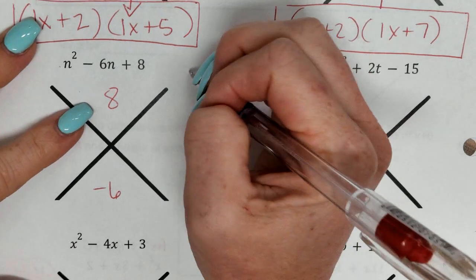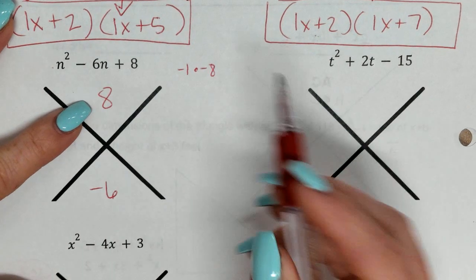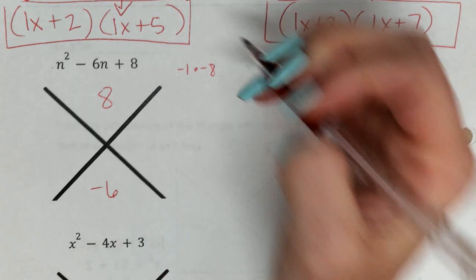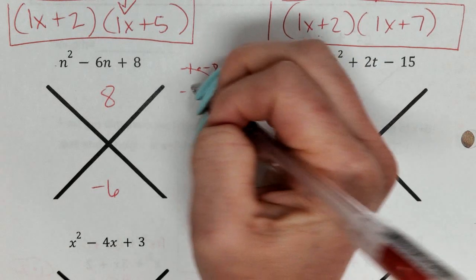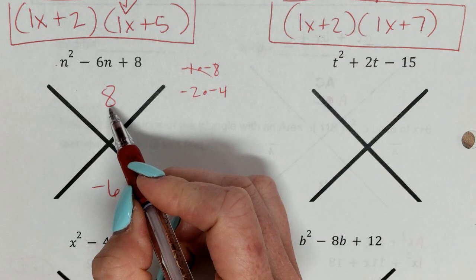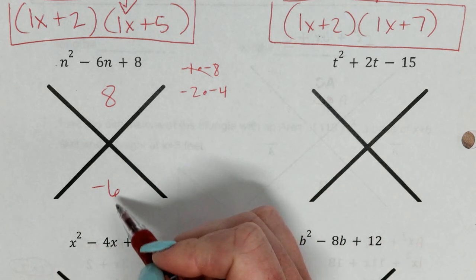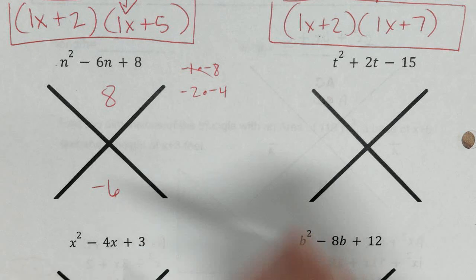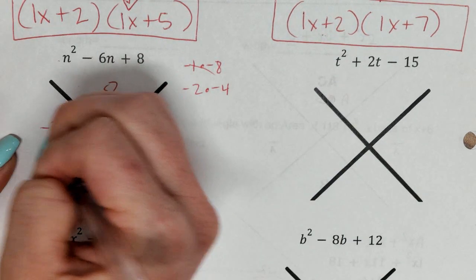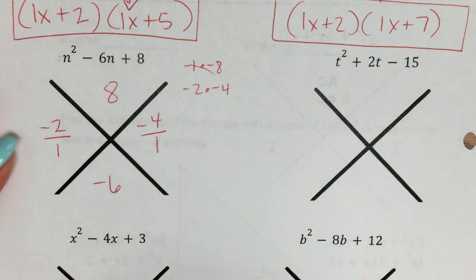All right. I know negative 1 times negative 8 will give me positive 8, but negative 1 plus negative 8 is not negative 6. I know negative 2 times negative 4 will give me positive 8, and negative 2 plus negative 4 will give me negative 6. Everybody good? All right, so I have negative 2 over a, and I have negative 4 over a, and there's my answer.